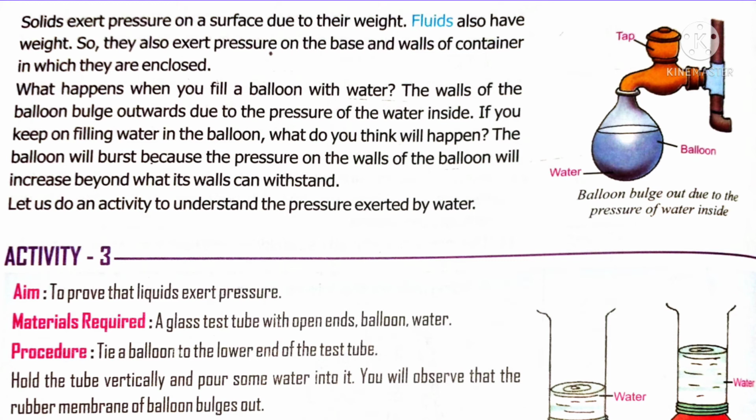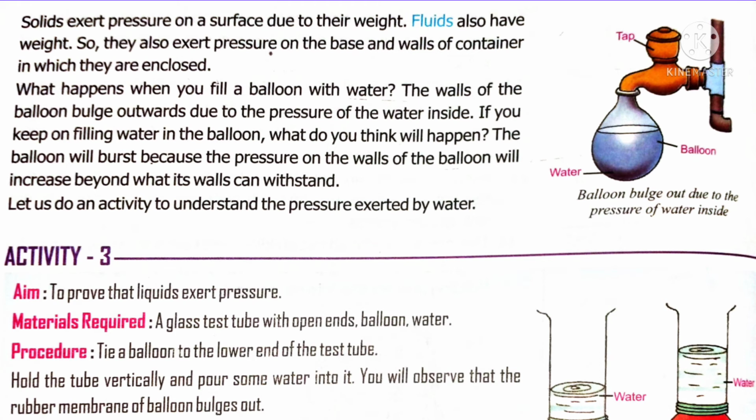Due to the weight of the object, the pressure exerted on a particular area will increase. You know that pressure depends upon two factors: area and force. Liquid also exerts pressure. A liquid exerts pressure in all directions: downwards, upwards and sideways. We are going to discuss the pressure exerted by the liquid sideways, upwards and in all directions with the help of activities. Activity 3 is to show that liquid exerts pressure.